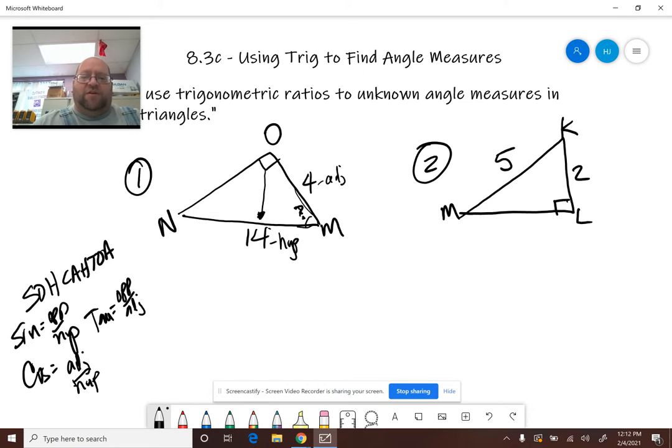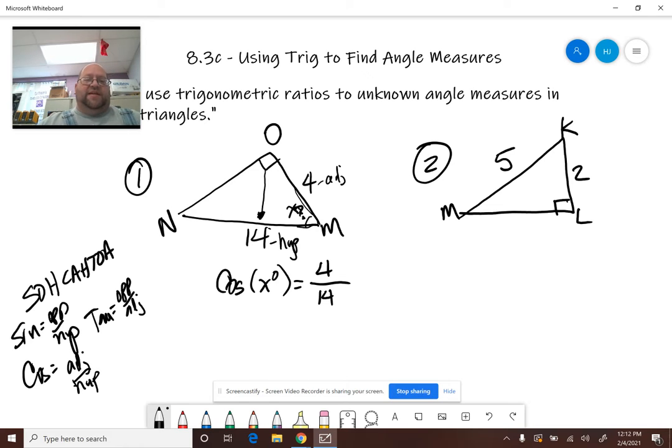Now let's think about which trig function has adjacent and hypotenuse in it. The only trig function that has adjacent and hypotenuse is cosine. So in this instance, we're going to do cosine of x, which we'll use to label the angle since we don't know what it is yet. Our ratio is adjacent over hypotenuse, so I'm going to have 4 over 14.